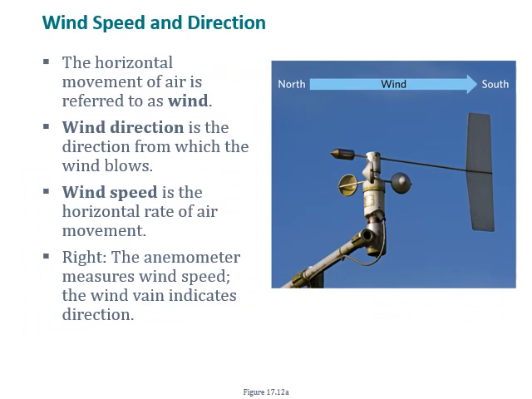Wind speed and direction are rather self-explanatory, but it is worthwhile to provide a definition of wind as an atmospheric property. So, wind is the horizontal movement of air, simply put, and wind direction is the direction from which the wind blows. Wind speed is the rate of air movement. In the picture on the right, the anemometer measures wind speed and the wind vane indicates the wind direction.